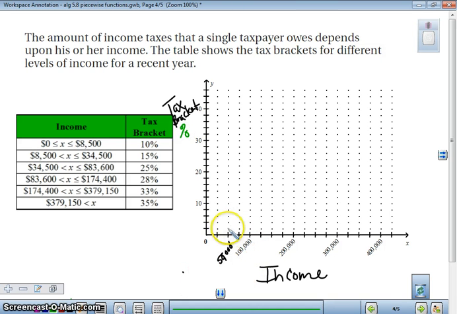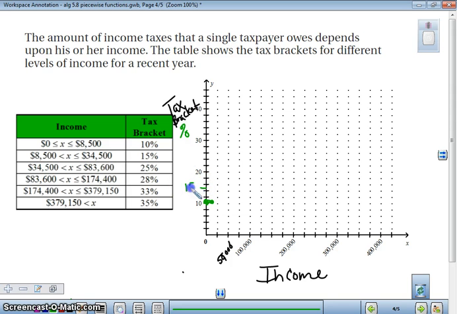So if this is 100,000, we have 50, 25, 75,000, and they're going up at $25,000 increments. Our first tax bracket, if you earn anywhere from 0 to $8,500, is closed at both ends. This is a pretty small one if we are thinking about this. It is closed at both ends because if you earn $8,500 or less, you only pay 10%. What if you earn more than $8,500? You are now paying 15%.